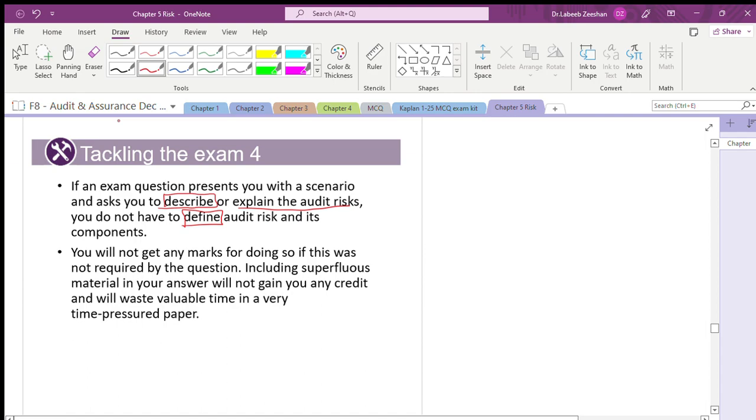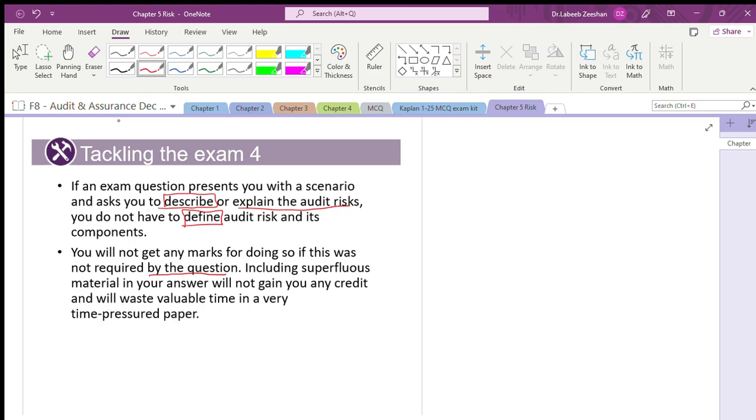Define means it is a definition. Is it right? We are not talking about the risk. We have to describe what the scenario is, how we have to work it out on that scenario basis. Is it right? That's very important. You will not get marks for doing so if it was not required by the question. 100%, if it is not there, they will see. Very simple. If it is not as per the requirements, we think that yes, we have written and we are not getting the marks. Between what we have written and what their expectation is, there will be a huge gap. It will not work.